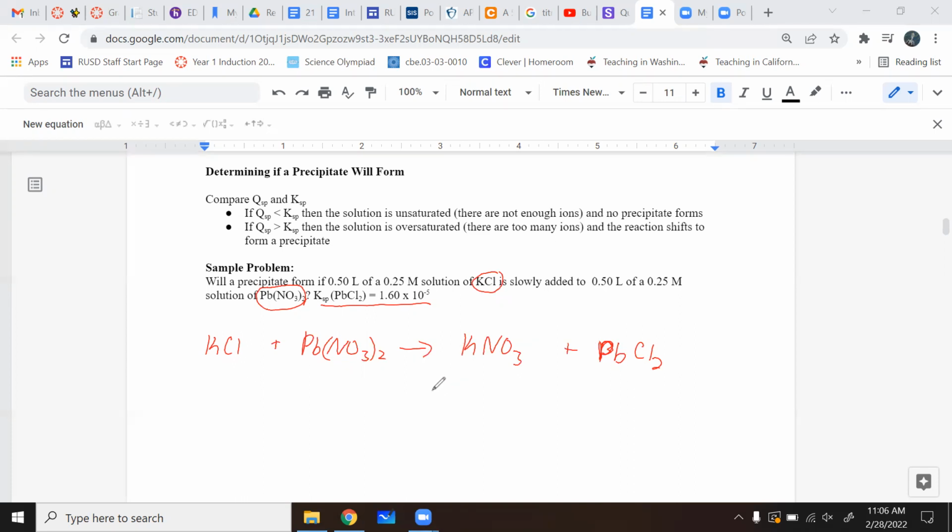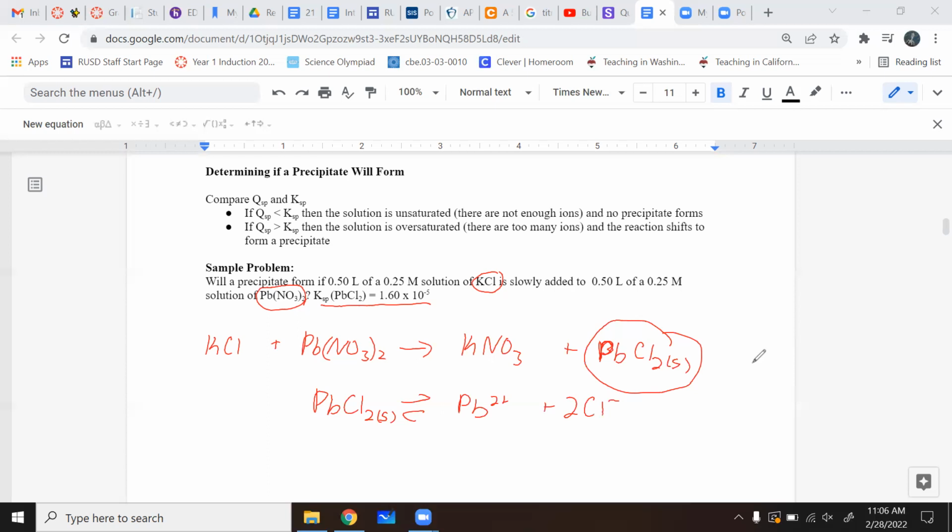So out of our two products, potassium nitrate is soluble. Nitrates are pretty much nearly always soluble, especially with a group 1 cation like that, which means that this one here has to be our at least partially insoluble product. And so we know that that partially insoluble product is going to form an equilibrium with its dissolved ions. So that's going to be Pb2 plus and 2Cl minus. Okay, so now we know what's going on.